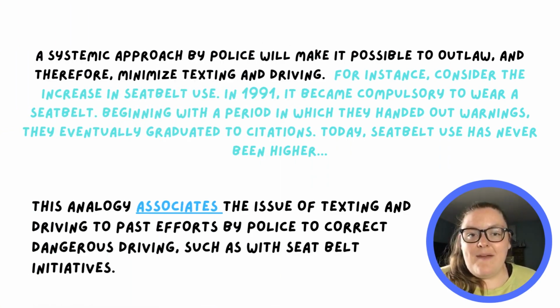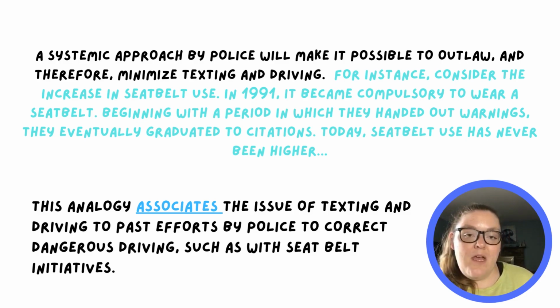Let's start by talking about the type of evidence being used. This is an example of an analogy or a comparison. In particular, it's comparing a previous problem, which was poor seatbelt use, to a current problem, which is texting and driving. The function of this analogy is to associate those 2 problems to show how one was resolved and how the same thing can be applied to the current problem.